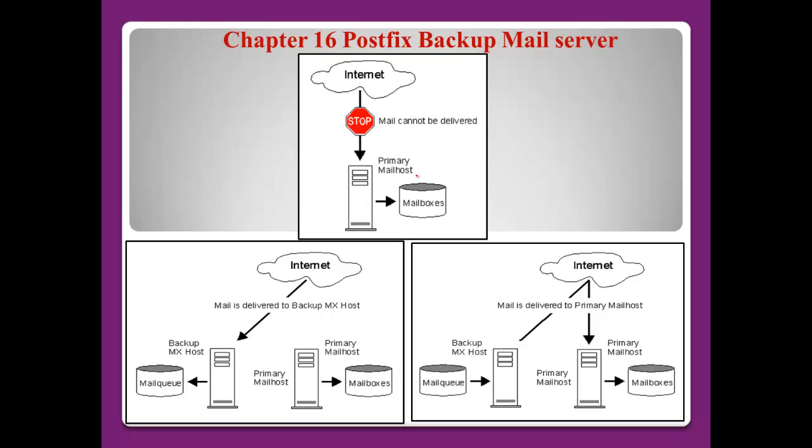Normally, if the primary mail server stops, then the email will not arrive in the user's mailbox. So in this case, we need to configure a backup mail server. If the primary mail server is shut down, the mail will arrive at the backup mail server, specifically its mail queue.